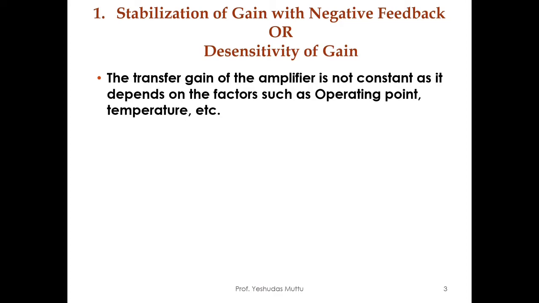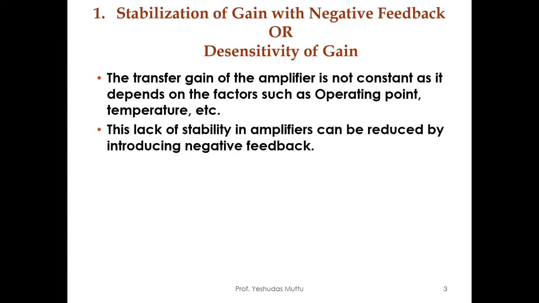So how negative feedback is helping me to avoid such things, that we are going to see in this particular part. Even if there is shift in the operating point or change in the temperature, still with feedback things can be improved. That's what we are going to see. Let us consider this equation which we had derived. AF is equal to A upon 1 plus beta A for negative feedback amplifiers.